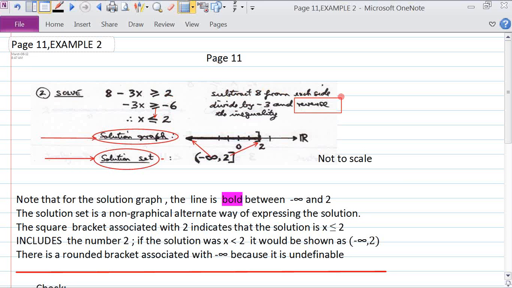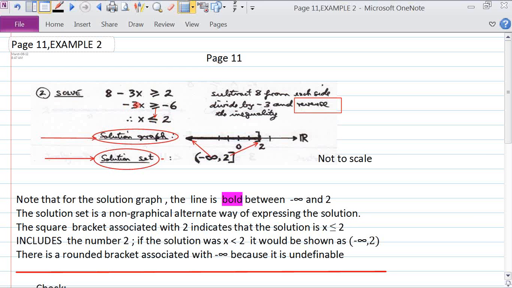So I subtract 8 from each side, and if I subtract 8 from this, we get rid of this 8. And if I subtract 8 from 2, 2 minus 8 gives me -6. So I'm left with -3x greater than or equal to -6. I want x alone. I want to find x by itself. So I have to divide this side by -3. When I multiply or divide by a negative number, the direction of the inequality changes.